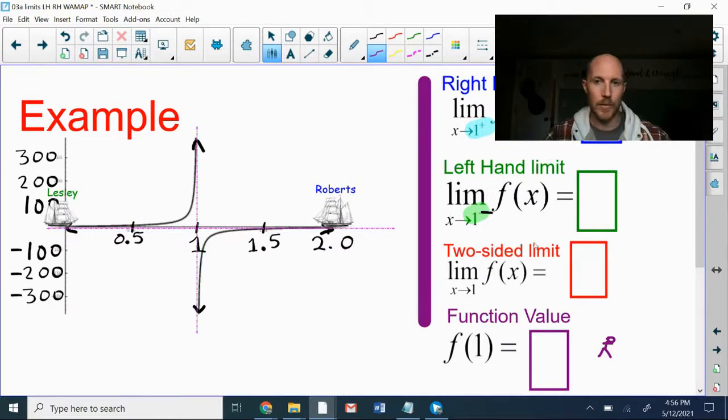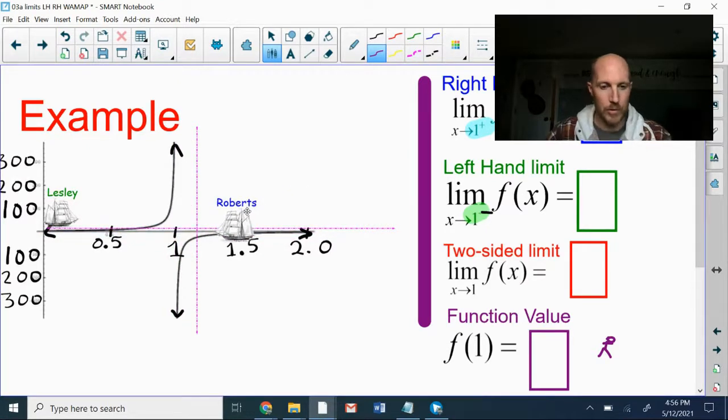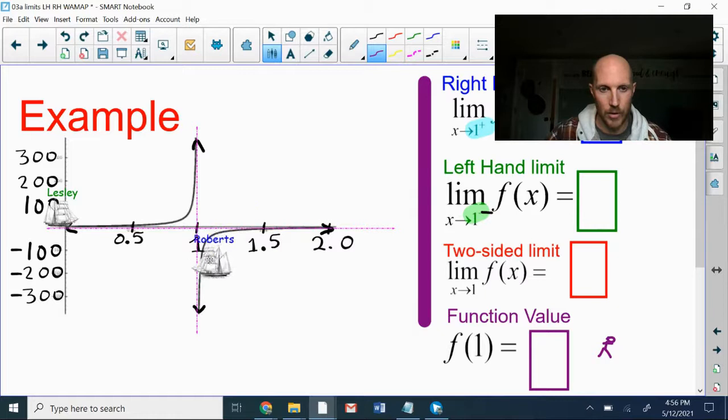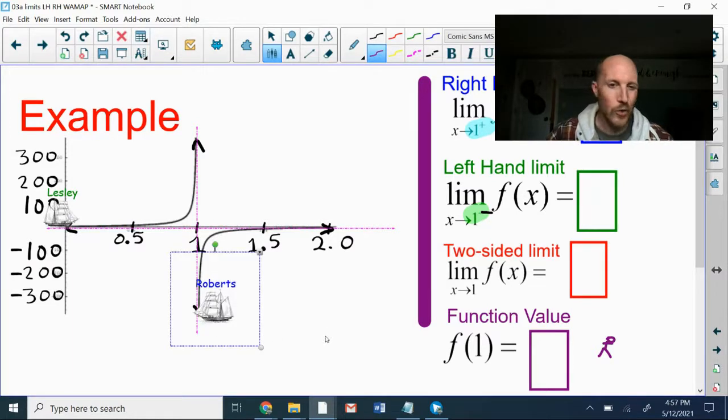Next example is for this graph, which again is discontinuous. And so for the right-hand limit, Dread Pirate Roberts is going to start off from the plus end of the graph. We got that tiny little plus sign there. Oh no, I lost the boat. And as Dread Pirate Roberts sails closer and closer towards an x coordinate of 1, it sure looks like they're just going to drop off the bottom of the graph, going down forever towards negative infinity.